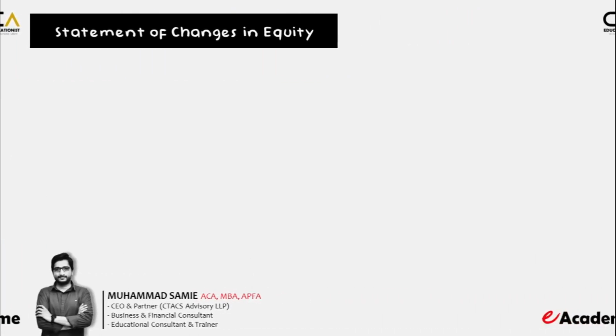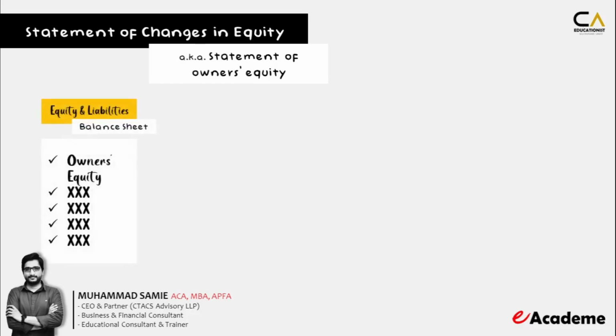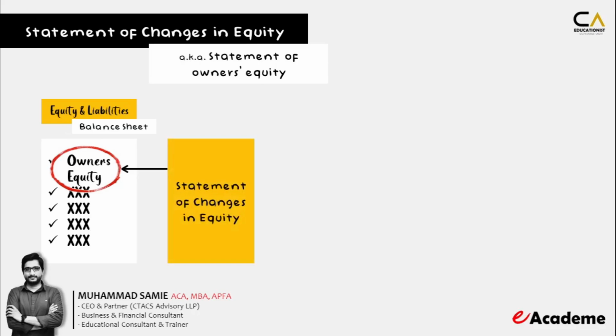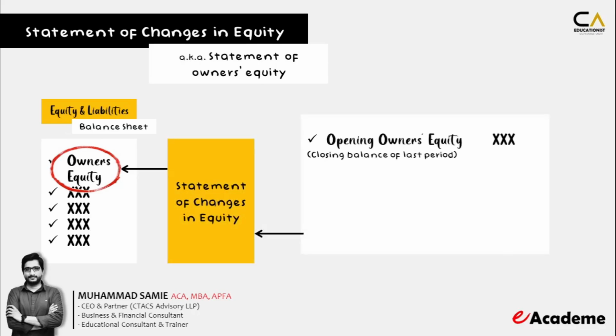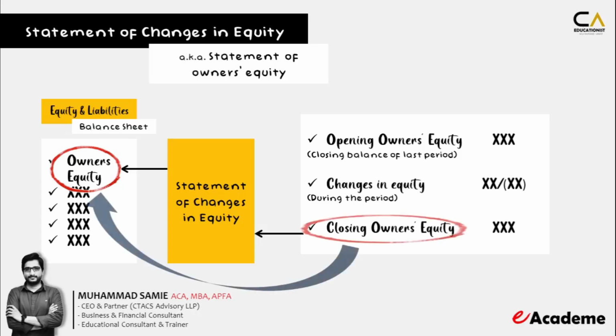Statement of changes in equity. This statement is also known as the statement of owner's equity. The balance of owner's equity as reported in the balance sheet is computed from this statement. As the name indicates, this statement simply takes the closing balance of owner's equity from the previous period, incorporates the changes in equity during the current period, and computes the updated closing balance of equity to be reported in the financing side of balance sheet.